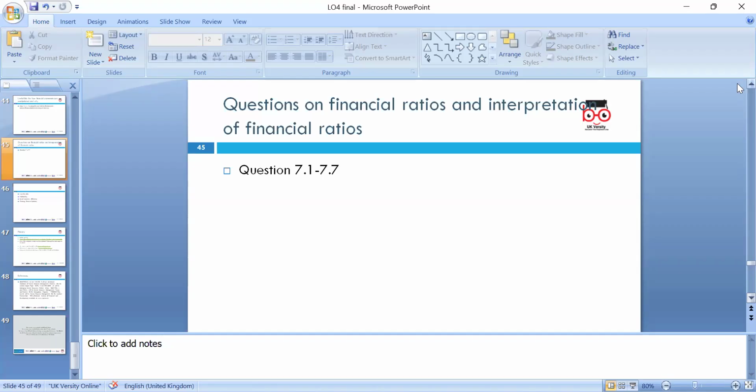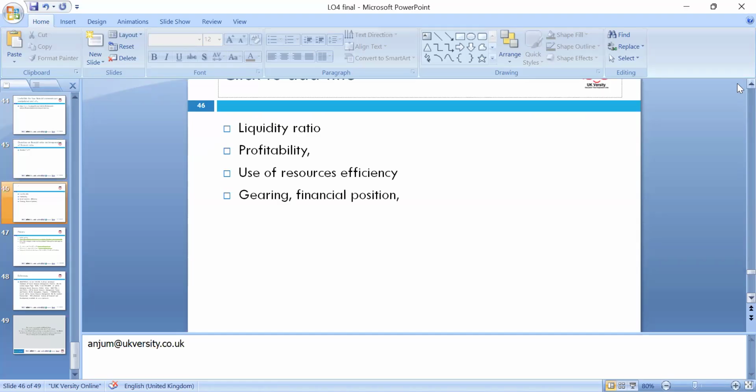So please, you can calculate these ratios in the light of liquidity ratios. Liquidity means current assets divided by current liabilities. Profitability: gross profit, operating profit, return on capital employed. These are very important. The use of resources or efficiency ratios: trade payable, trade receivable, inventory turnover, working capital cycles are very important ratios. Gearing, debt divided by equity ratios, where high gearing means high risk. Interest cover ratios are also quite good, which we can look at in the financial position ratios.